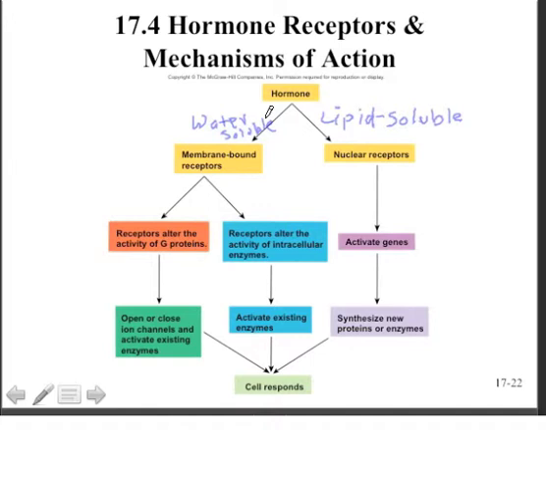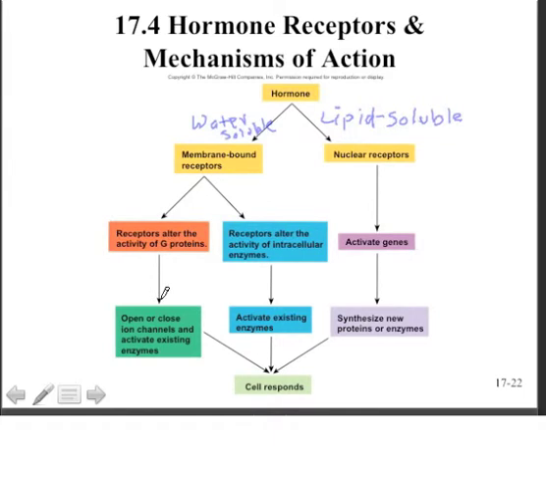What happens next is that the ligand attaches to its receptor. In the case of water-soluble hormones, this will alter the activity of a second messenger of some type. Now, in many cases, this will be a G protein. Sometimes these water-soluble hormones will bind to receptors that change the activity of an enzyme on the cytoplasmic side of the cell membrane.